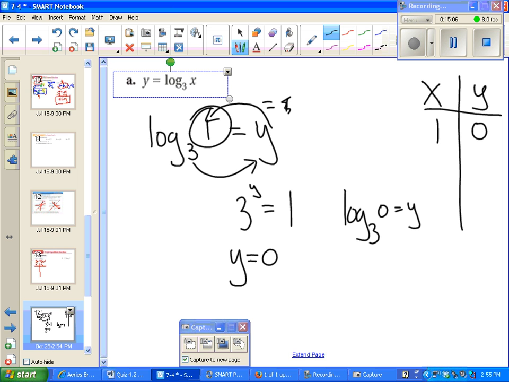If we try to plug in 0, we have to say 3 to what power equals 0. And that's never true. 3 to no power is 0. We can't do it.